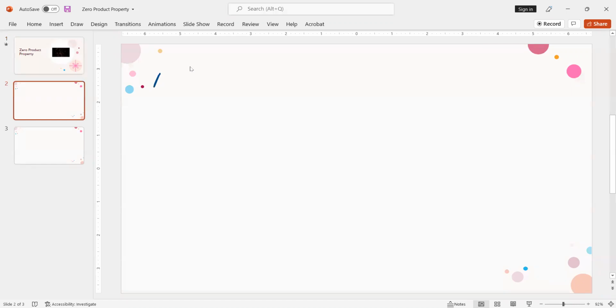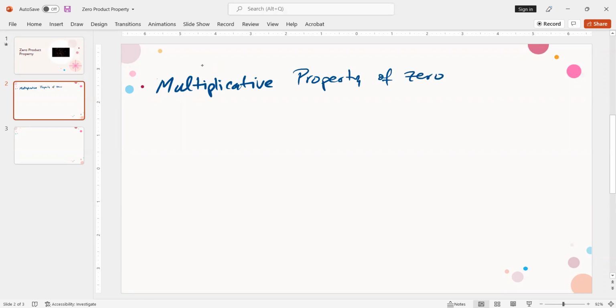So let's talk about the multiplicative property of zero. So what does it mean? For each real number, let's say n, if you have n times zero, that's the same as zero times n, that's the same as zero, right?